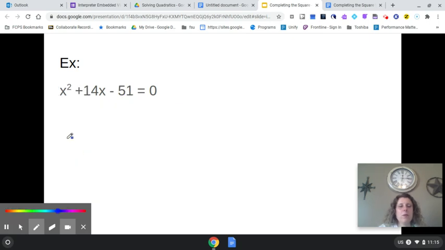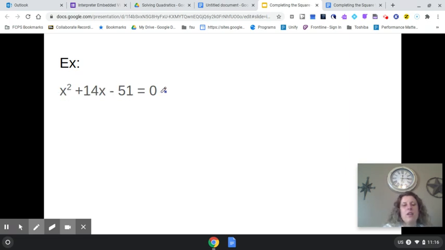Our next example says x squared plus 14x minus 51 equals 0. My x's are already gathered on the left side, but I do want to move this constant to the right. So we're going to add 51 to both sides of the equation.